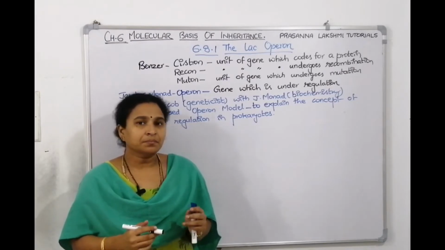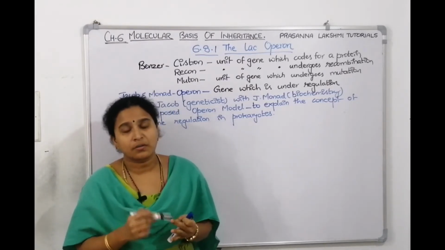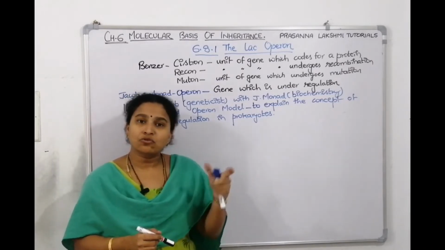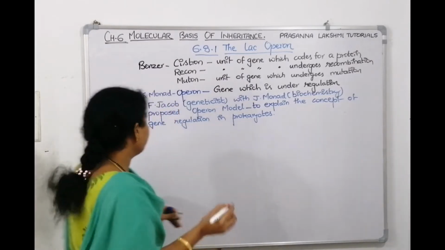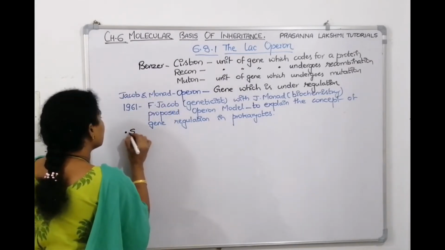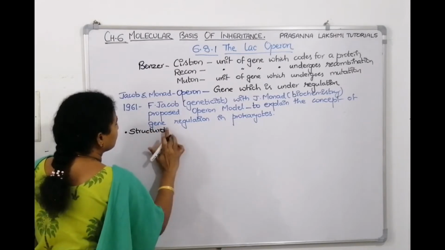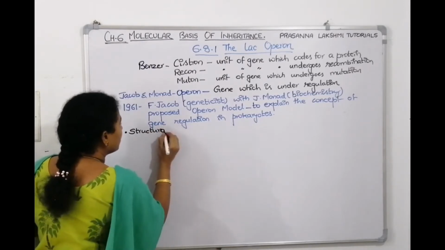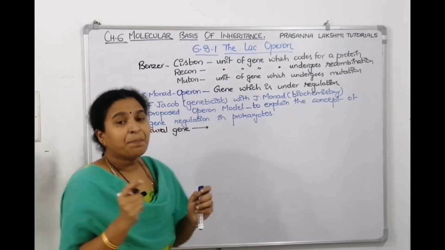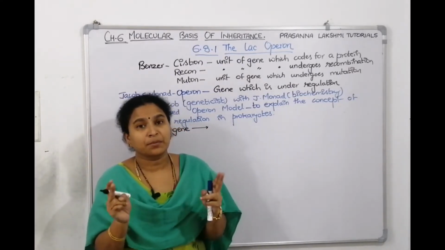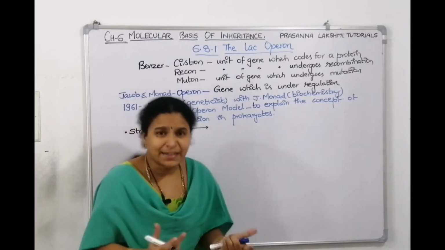Understood? So then, as I told you here, new terms like cistron, muton, recon, Operon. Let us take two more things also and let us see. So we know what is a structural gene. A structural gene means it is the part of the transcriptional unit which codes for a protein. A structural gene means which gets translated.